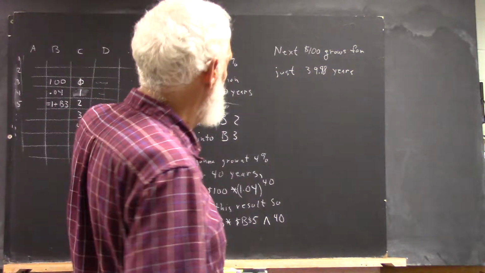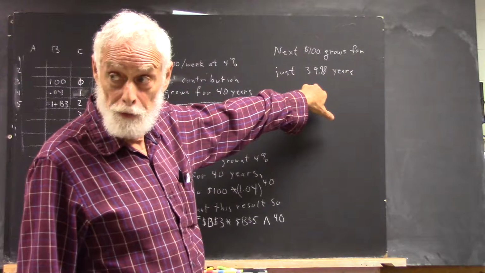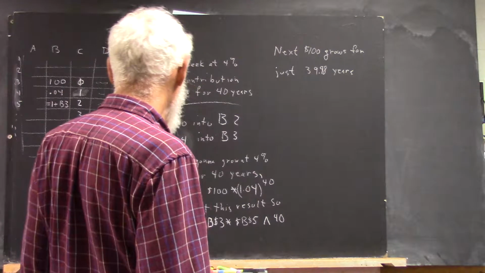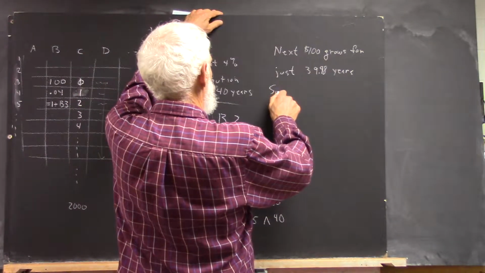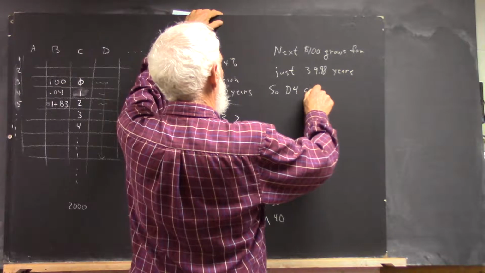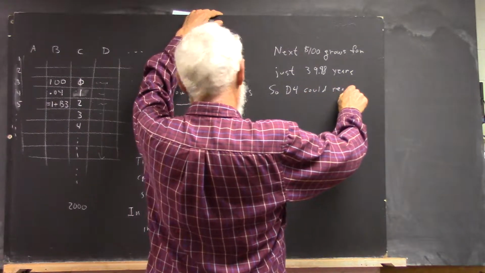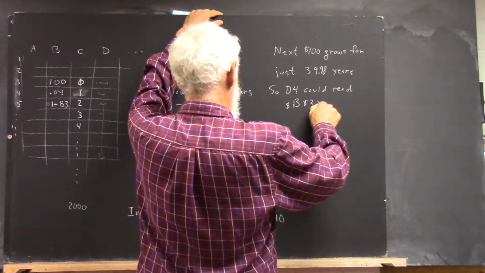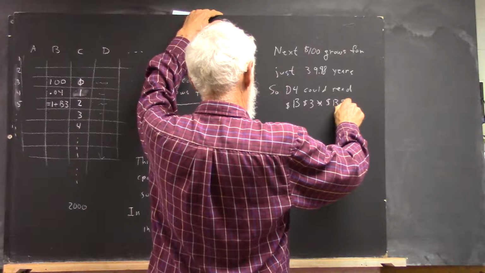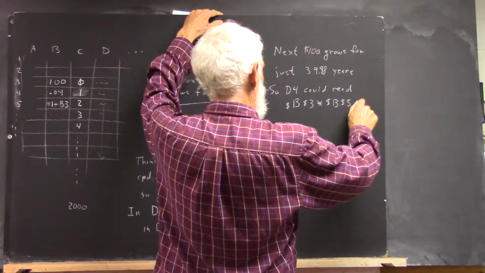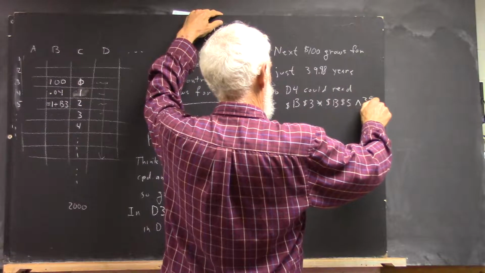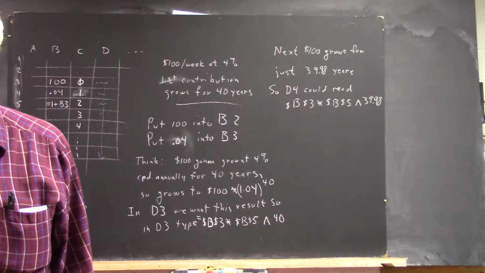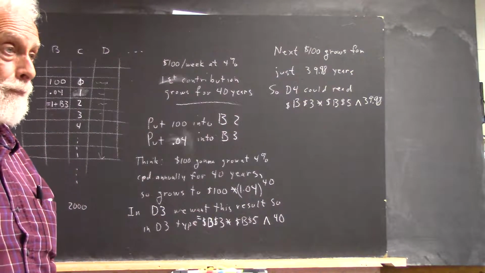Okay, well, the next $100 grows for just 39.98 years, right? Okay? So the second row could read, I'm sorry, so D4 could read this, right? Make sense?